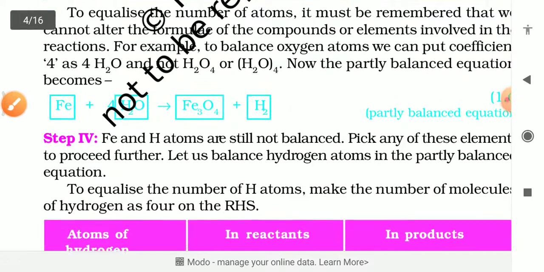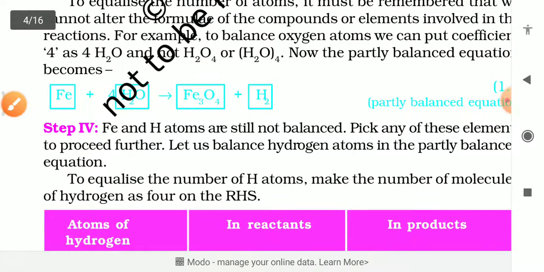Now see here, this means the left hand side and right hand side of oxygen are equal, the number of atoms on both sides is equal. Now in step 4, let us start to balance the hydrogen atoms.